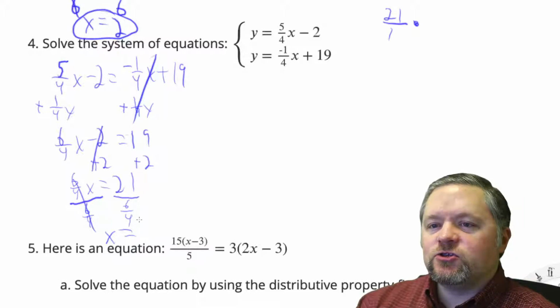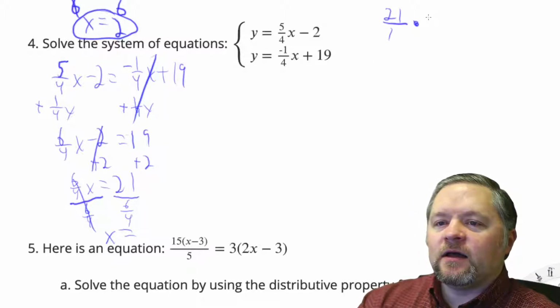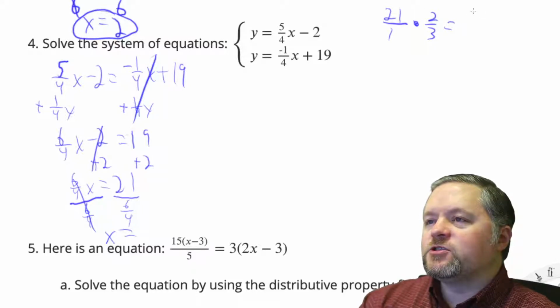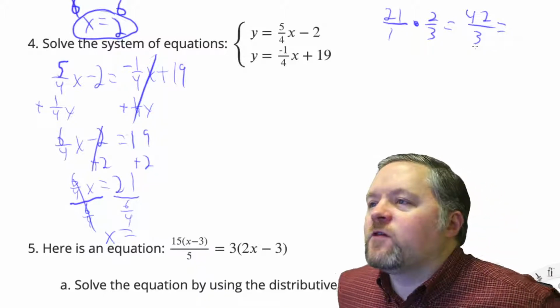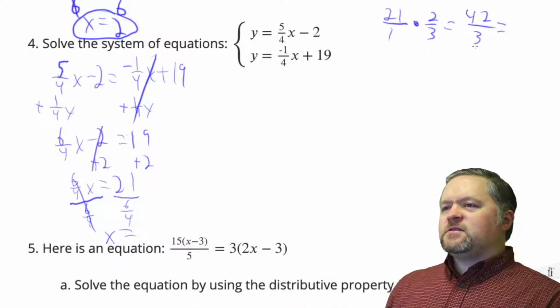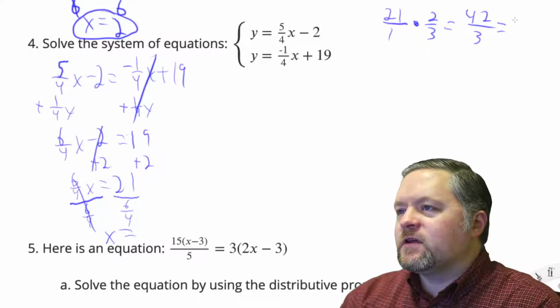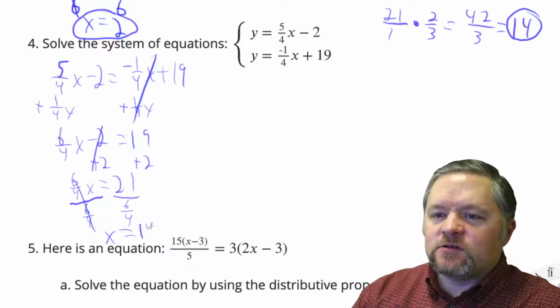4/6 is 2/3. So we're multiplying by 2/3. 21 times 2 is 42/3. If we simplify 42/3, that is 14? Yeah, 14. So x equals 14.